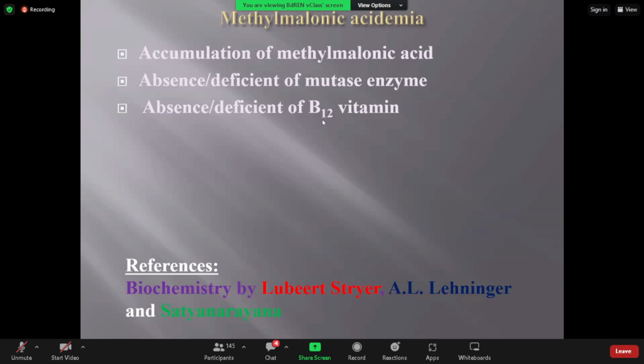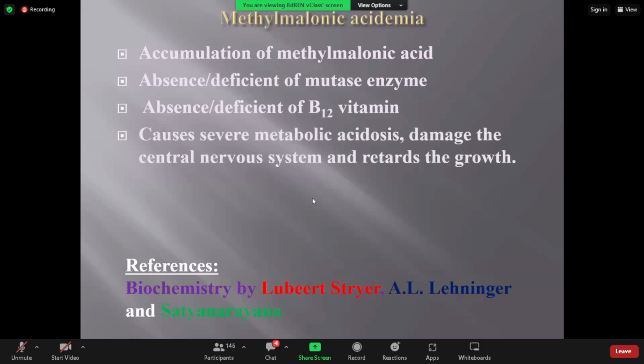This enzyme and this is the coenzyme. So if this coenzyme is absent or deficient, this enzyme will not catalyze the conversion of D or L methyl malonyl coenzyme A to succinyl coenzyme A. So enzyme and coenzyme both are very important. And in this situation, as the methyl malonic acid is accumulated in the blood or body, metabolic acidosis will be observed, and that can damage the central nervous system and retard growth. And growth happens in the early stage of life. So this situation may be observed in the early years of life. So this is methyl malonic acidemia.